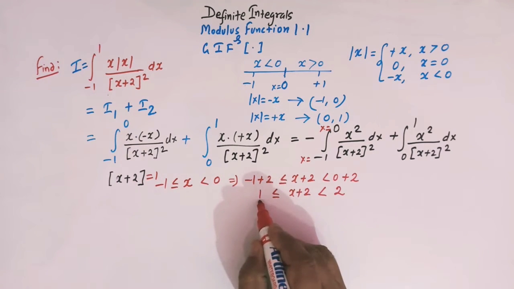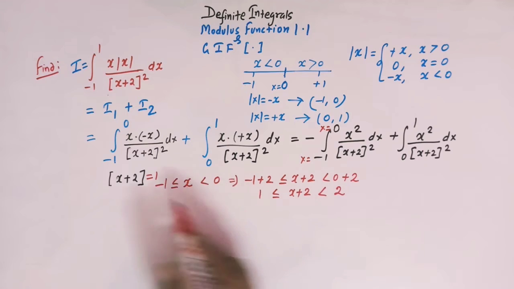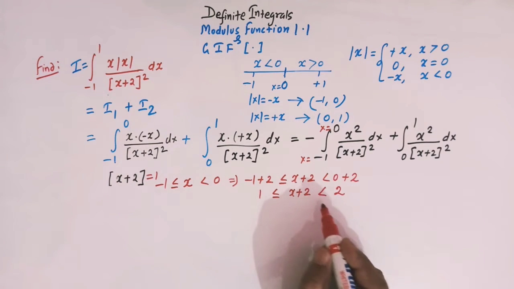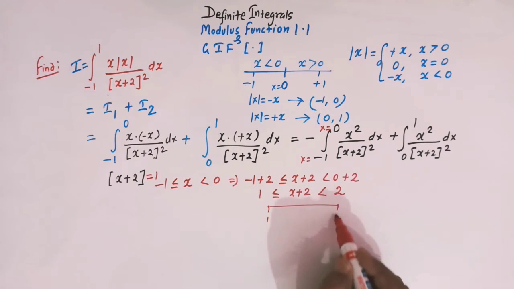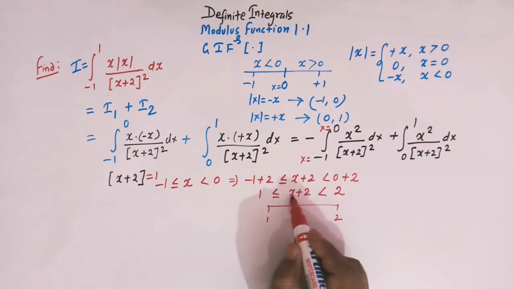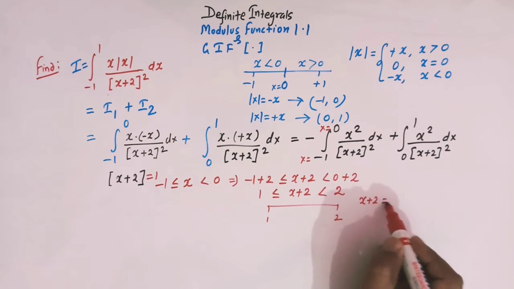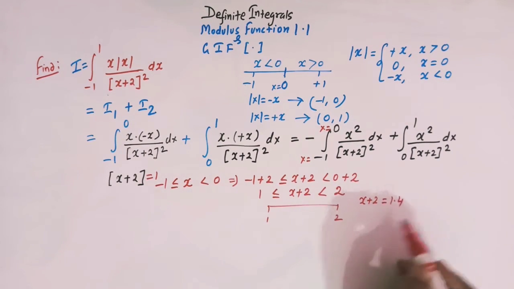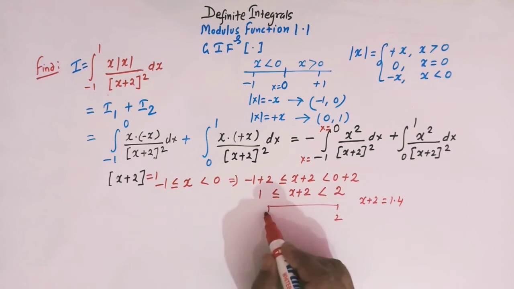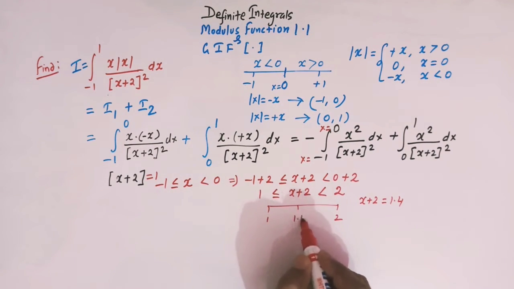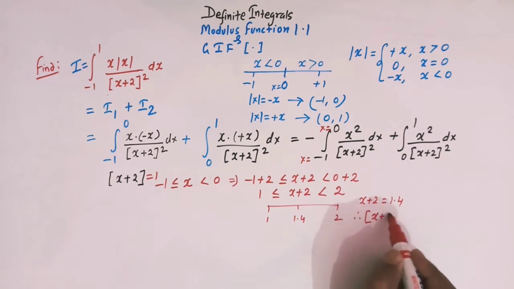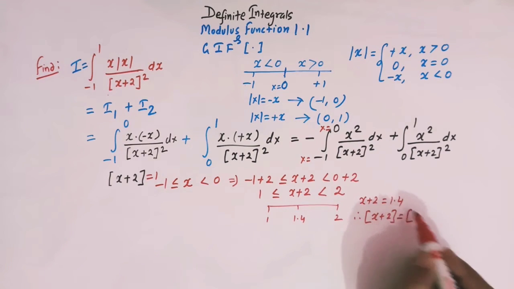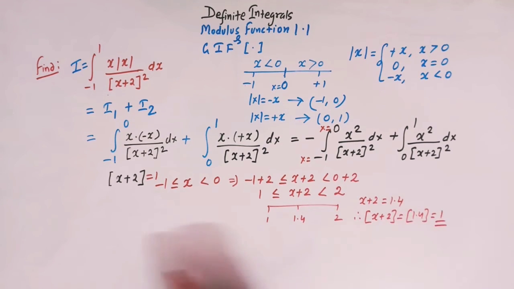Because x plus 2 lies between 1 and 2. We can also verify it by taking some particular values of x plus 2. Say here we have 1, here we have 2, right? And if x plus 2 is equal to, say, 1.4, so 1.4 lies between 1 and 2. It lies somewhere here. Therefore the value of greatest integer of x plus 2 is equal to greatest integer of 1.4, that is equal to simply 1, right?